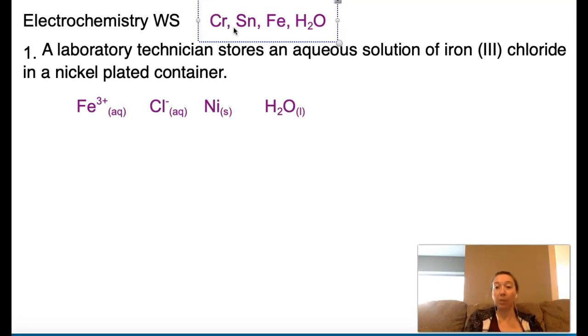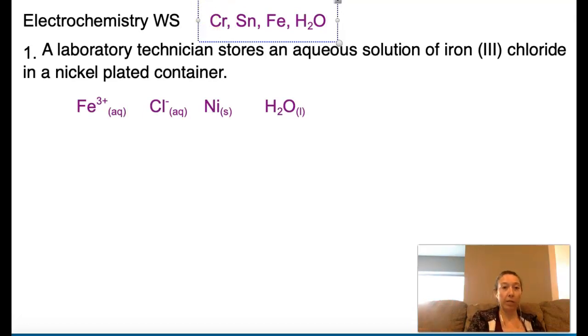Okay, we find the same thing with tin. There's Sn solid, Sn2 plus, and Sn4 plus. So that Sn2 plus has the ability to go either way. Same deal with the chromium. There's Cr solid, Cr2 plus, Cr3 plus. That middle charge of Cr2 plus can either go to Cr3 plus or it can go back to Cr solid. Then we have water. Water is just water. It does its own thing.